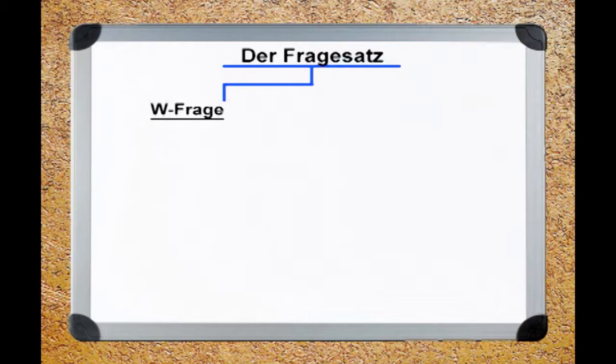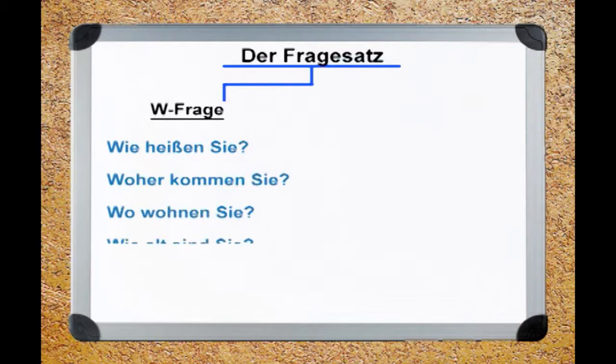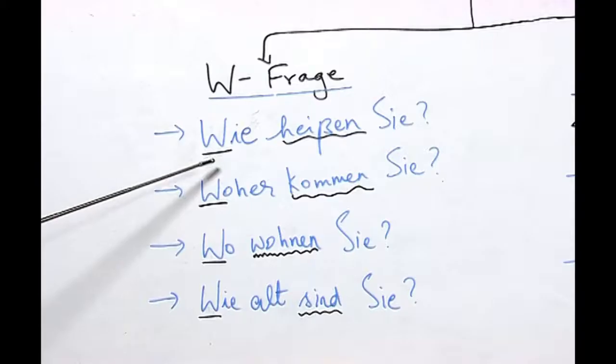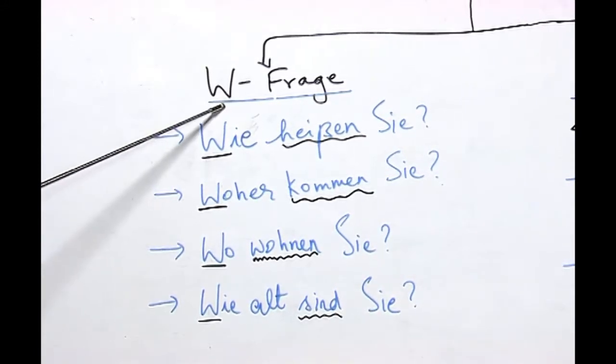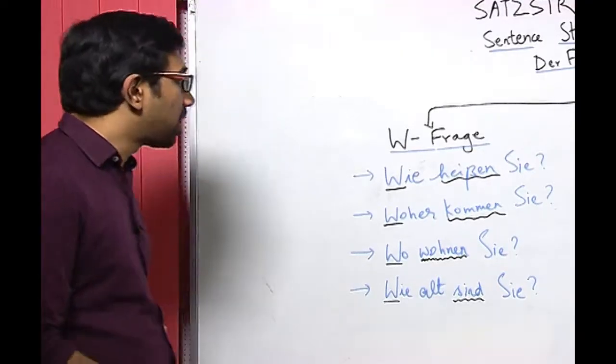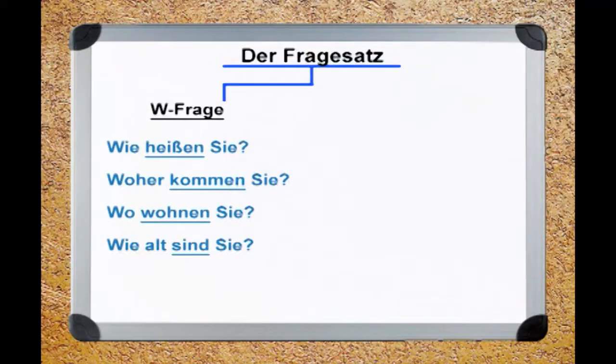And how do we say that it is a W-Frage question? Now, look at these questions which you are already familiar with. Wie heißen Sie? Woher kommen Sie? Wo wohnen Sie? Wie alt sind Sie? If you remember these questions from the previous sessions, you will see that all these questions begin with the letter W. Therefore, they are called W questions. It is quite simple. Now, let us look at the position of the verbs here. As you can see, here the position of the verb is second, here also second, here also second, and you might think the position of the verb is third here. However, it is not the case.